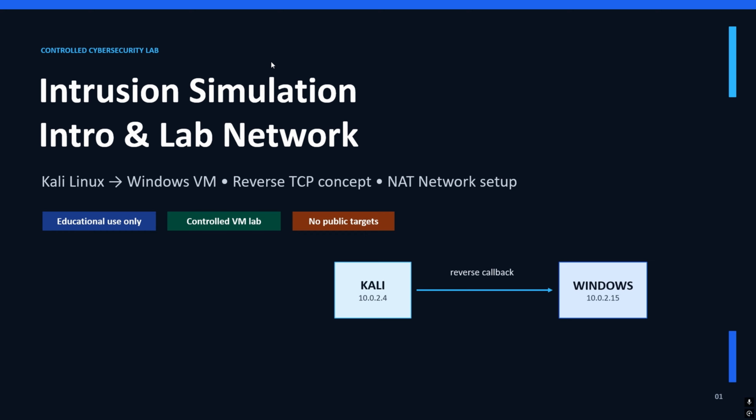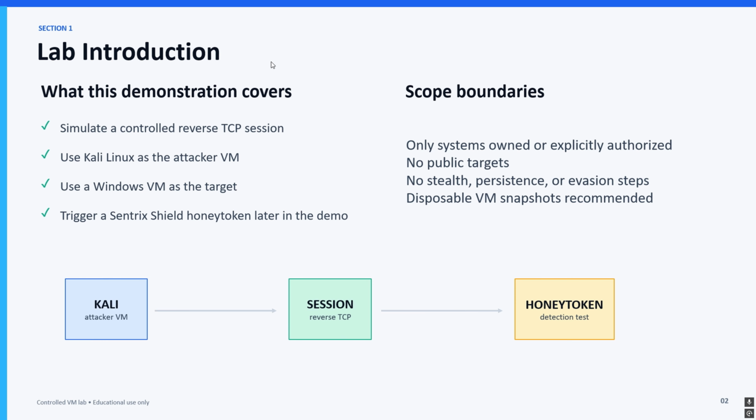In this lab, I will simulate an intrusion using a reverse TCP Meterpreter session. After the session is opened, I will trigger a Sentrix Shield Honeytoken. Later, the Honeytoken alert can be investigated using email logs. Before starting, both virtual machines must be able to communicate with each other.